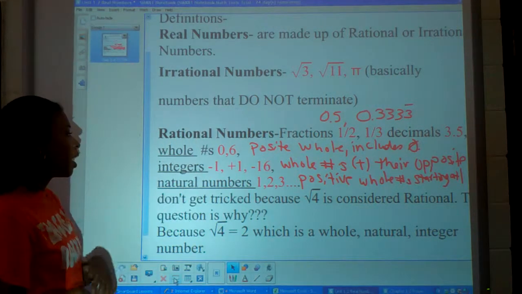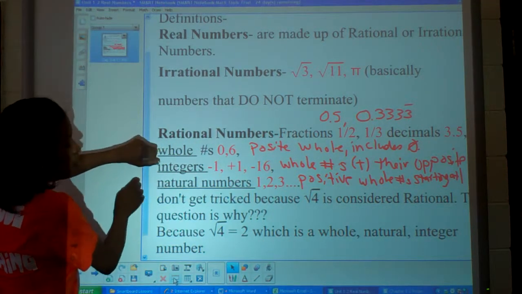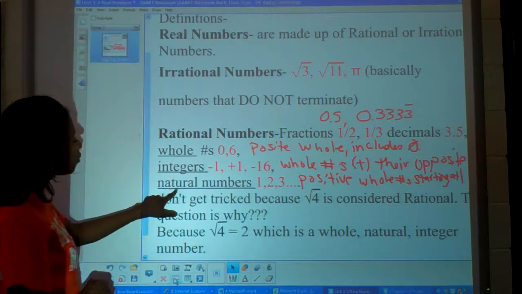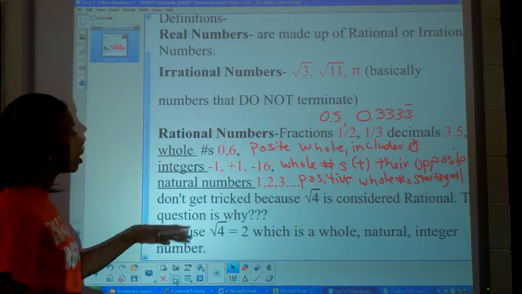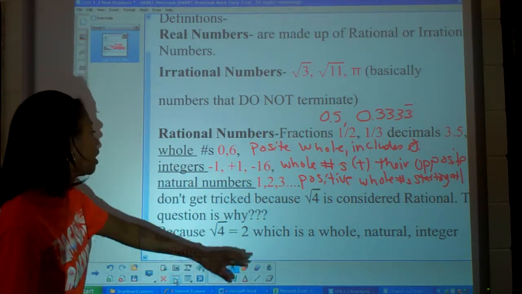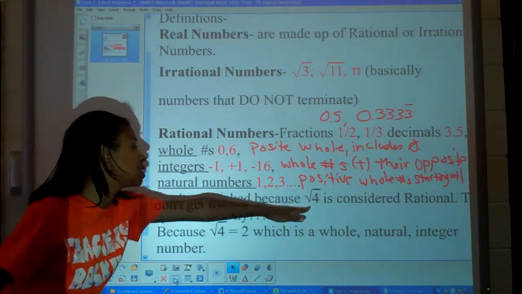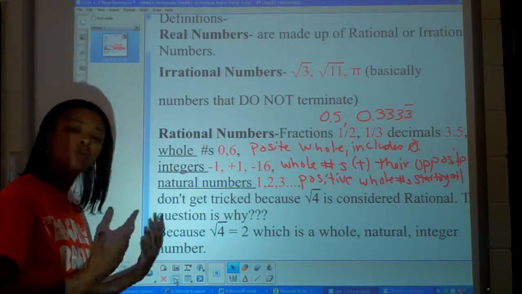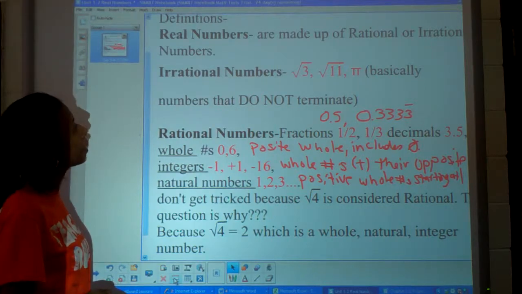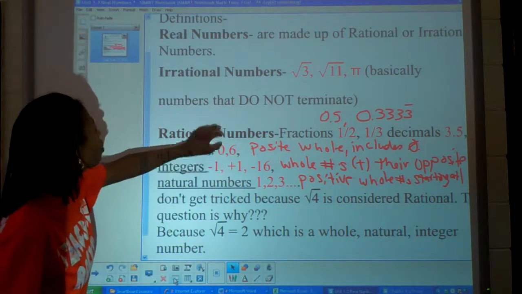Rational numbers are also natural numbers. And remember, whole numbers and natural numbers are pretty close. The only difference is natural numbers don't include 0. You're going to start at 1 for a natural number. And again, square root 4 is an example of a rational number because square root 4 is 2. Square root 25 is 5. So that covers rational and real numbers.